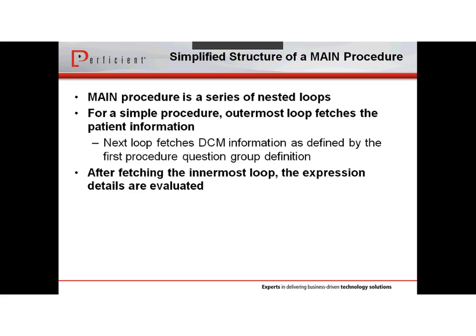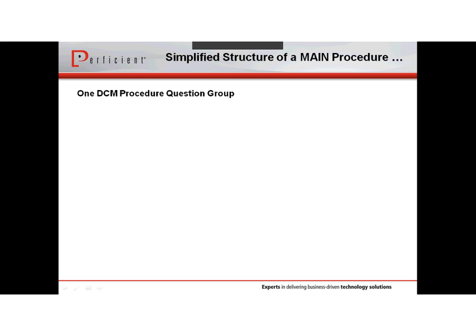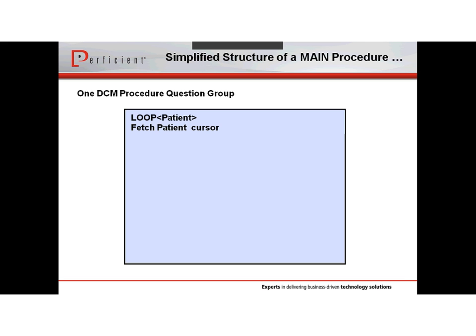So let's look at that as a picture. One procedure question group. We have the patient loop, and that fetches the patient cursor. It fetches things like the patient sex, the patient gender, the patient number, lots of information about the patient.